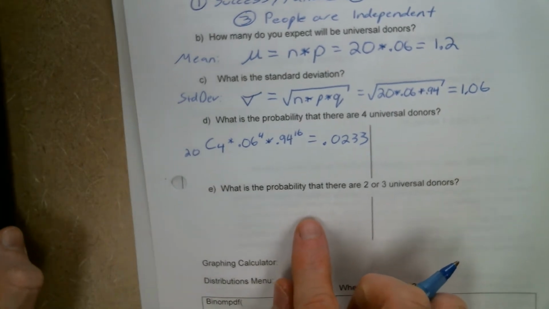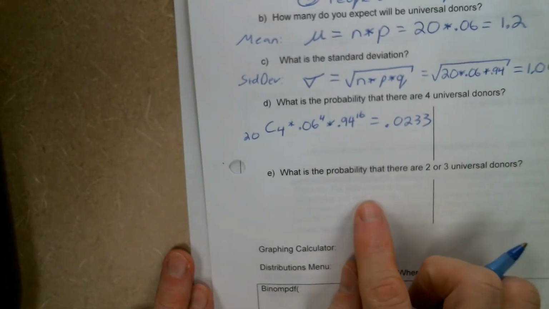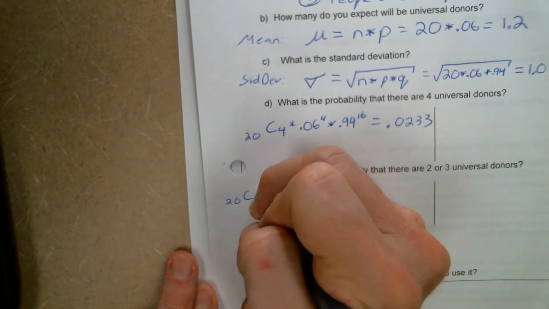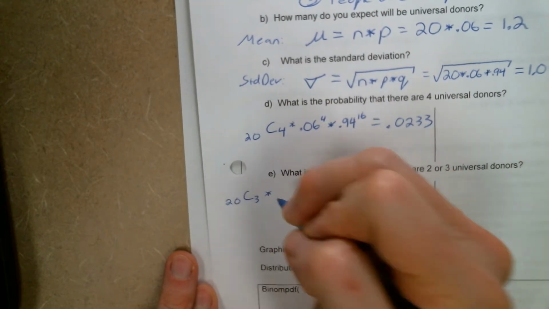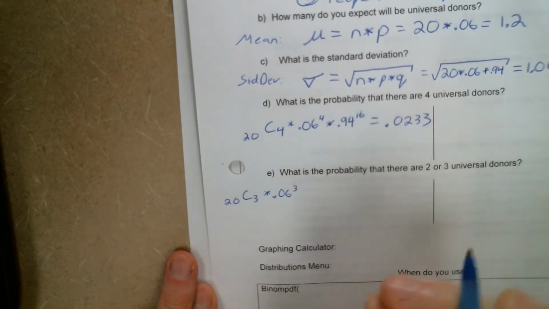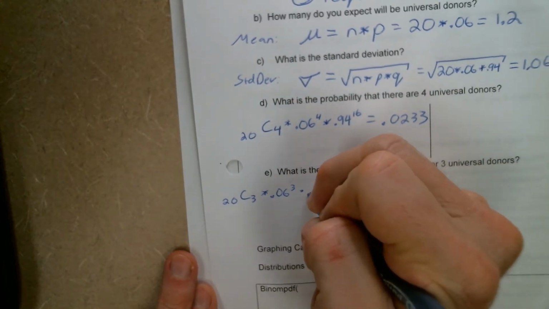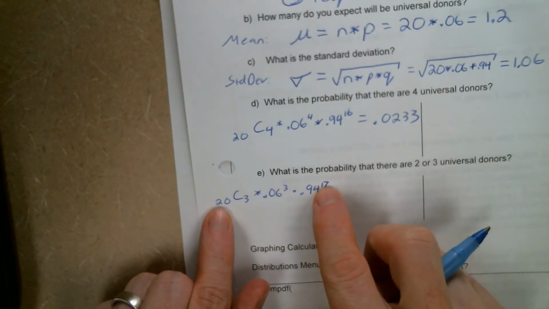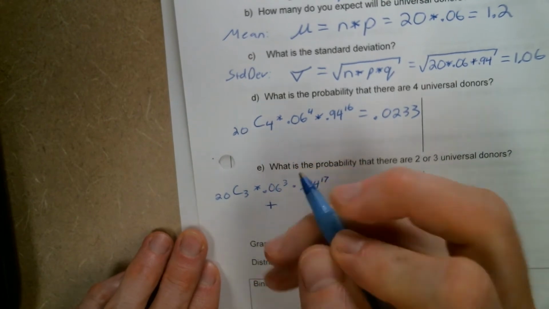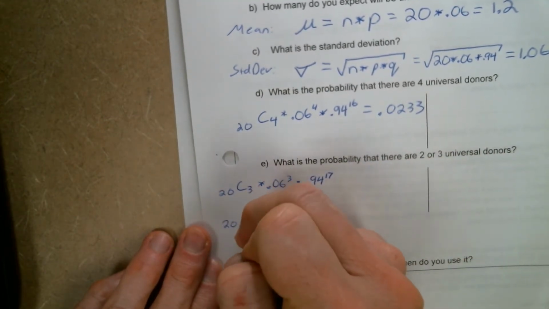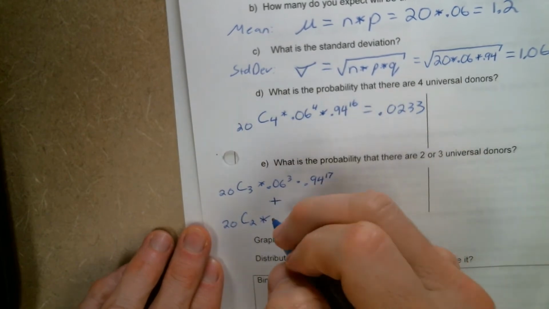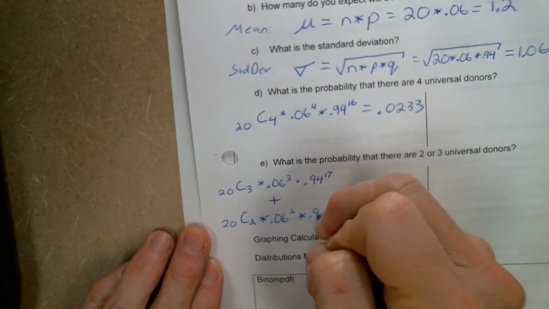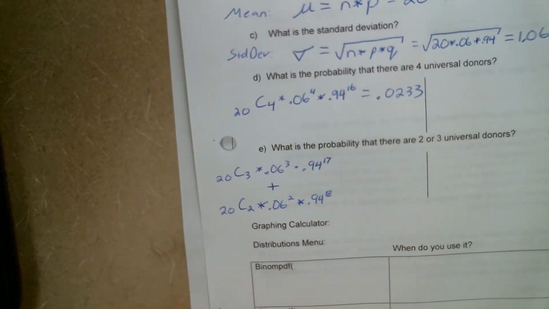Now, down here, it says, what is the probability that there are 2 or 3 universal donors? So again, it would just be 20C3 times 0.06 to the 3rd times 0.94 to the 17th. Those 2 exponents always add up to the number of trials. Plus 20C2 times 0.06 squared times 0.94 to the 18th.